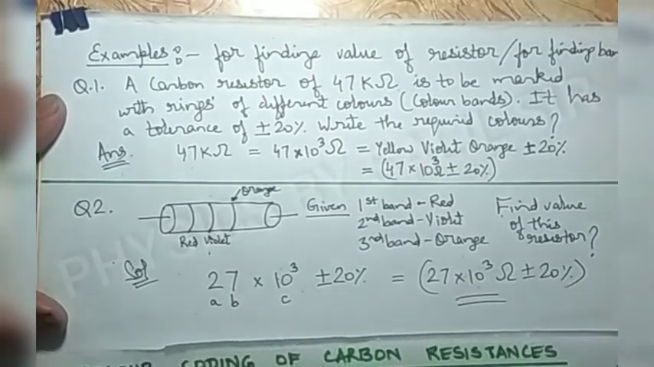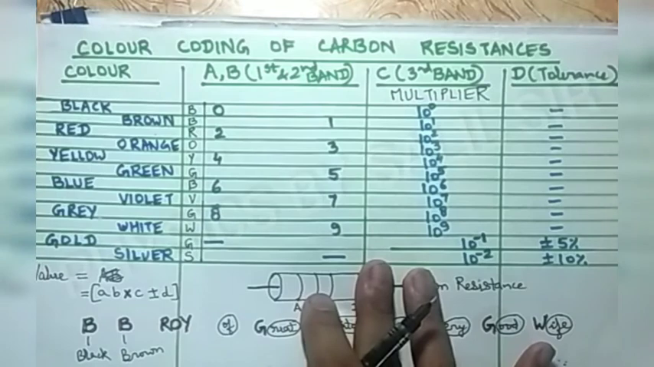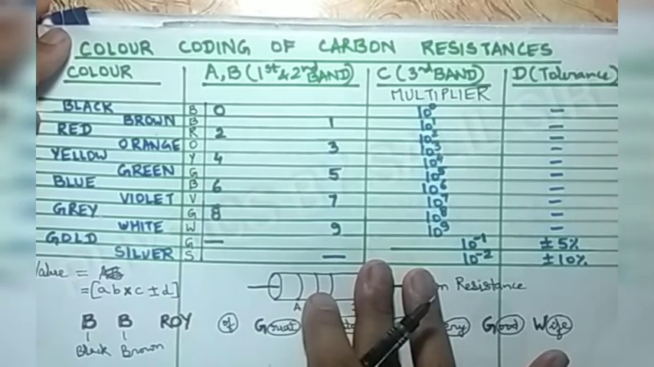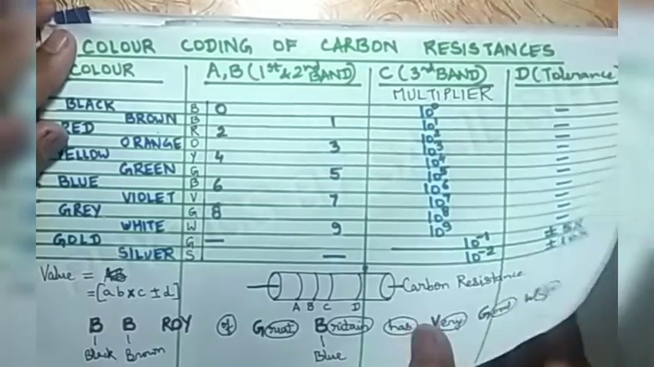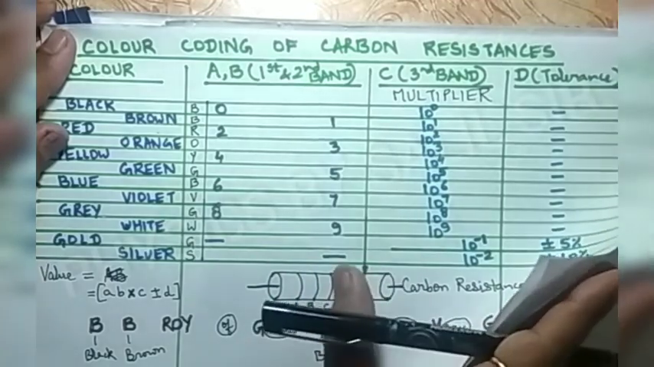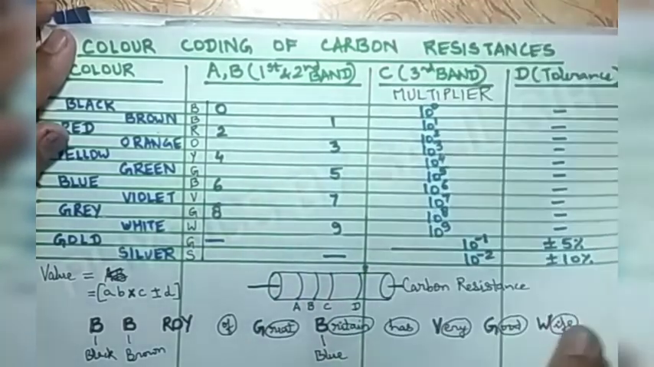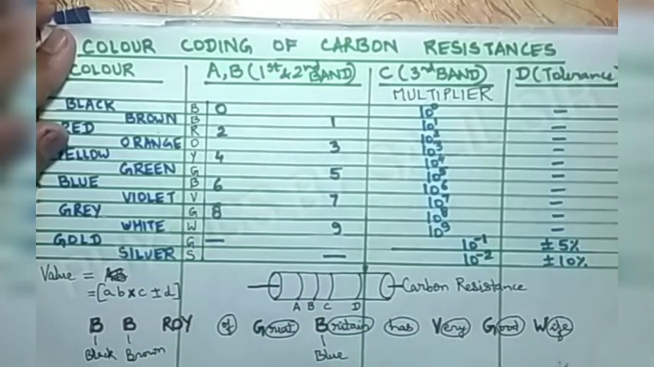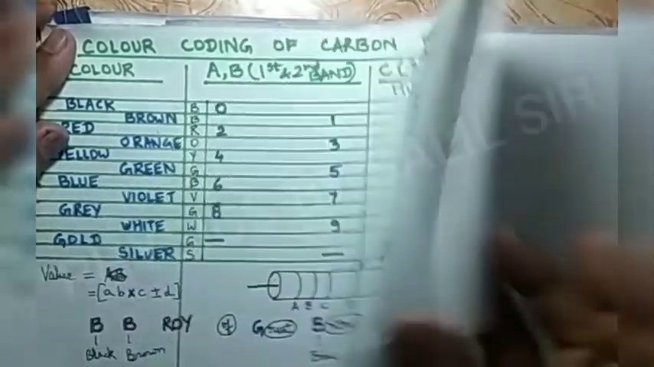So this is the way in which we are able to find out the value of the resistance according to the color which is printed on the carbon resistor. Or if the value of the resistor is given and the color band is asked, then also you have to see this table. In both the cases you have to take the aid of this table. That's why it is very important to remember this table according to this given code of B.B. Roy.